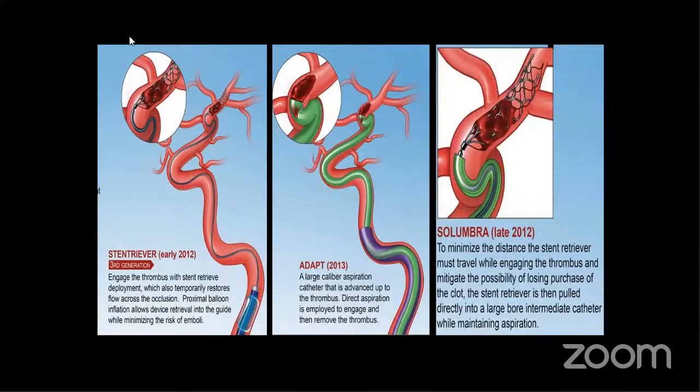In these pictures, for the stent retriever they use the balloon guide catheter in the ICA with flow arrest, the microcatheter is deployed to the area of occlusion, for example an MCA, putting the stent, then pulling the clot and the stent through the balloon guide catheter. The other technique is ADAPT, without flow arrest, having the aspiration catheter against the clot in direct aspiration. The last one is Solumbra, using aspiration plus stent retriever without flow arrest.